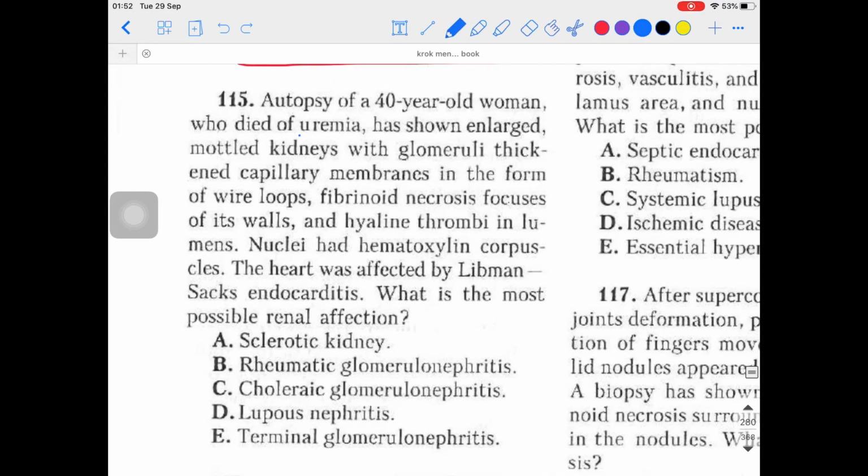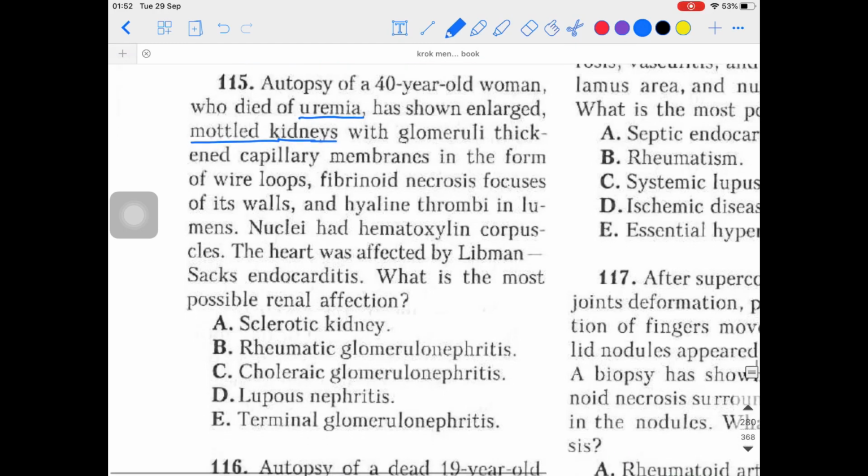Again guys, I told you what uremia is. That is kidney failure. The autopsy has shown enlarged mottled kidneys. Again the same question, I guess, with the glomeruli having thickened capillary membranes in the form of wire loops. Again they are talking about the wire loops. It can be lupus nephritis.